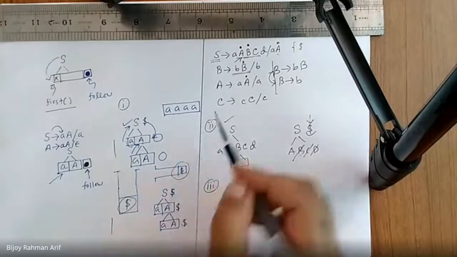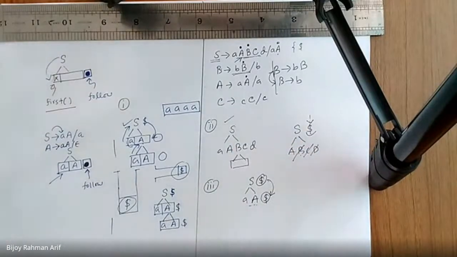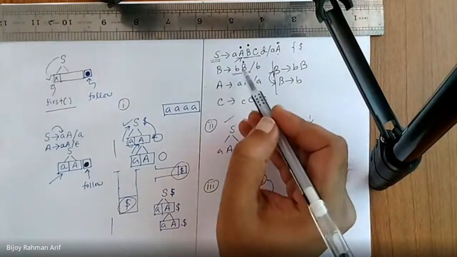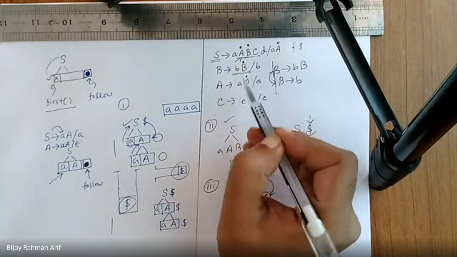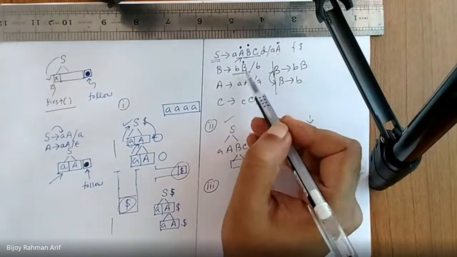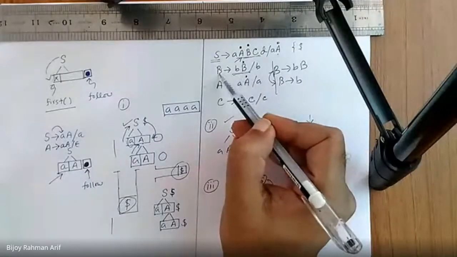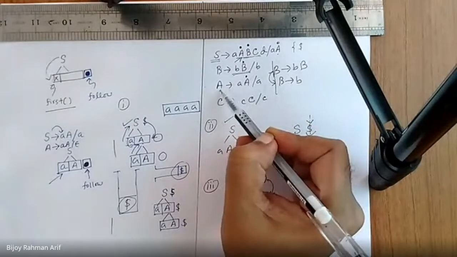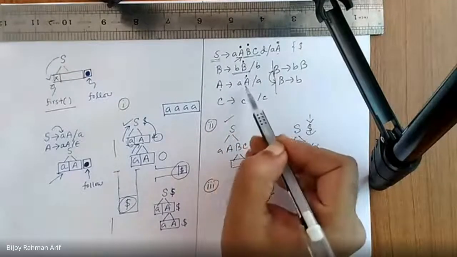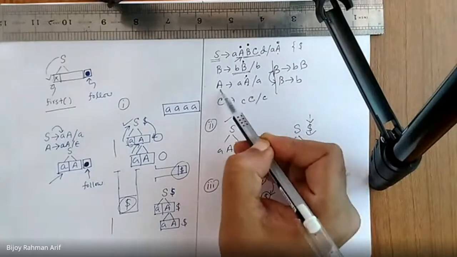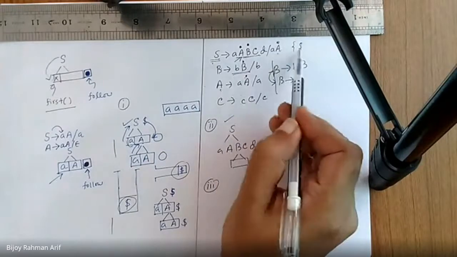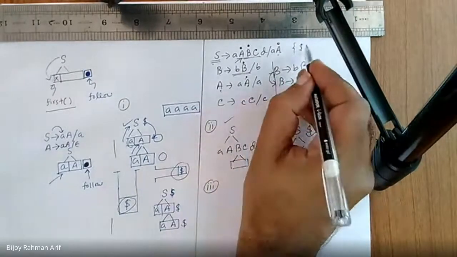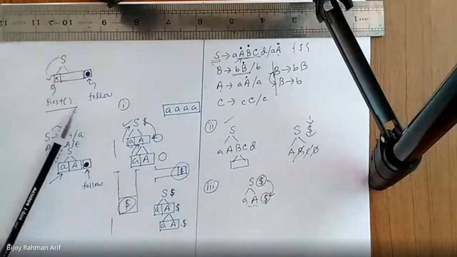Now rule number 3. Rule number 3 is if some variable appears at the end of the product. In this case, B appears at the end here. Then what is follow of B? Follow of B is nothing but follow of the left hand side. In this case, A appears here and here. So what would be the follow of A? Follow of A is nothing but follow of S, which is nothing but dollar. So these are the 3 rules you have to remember.